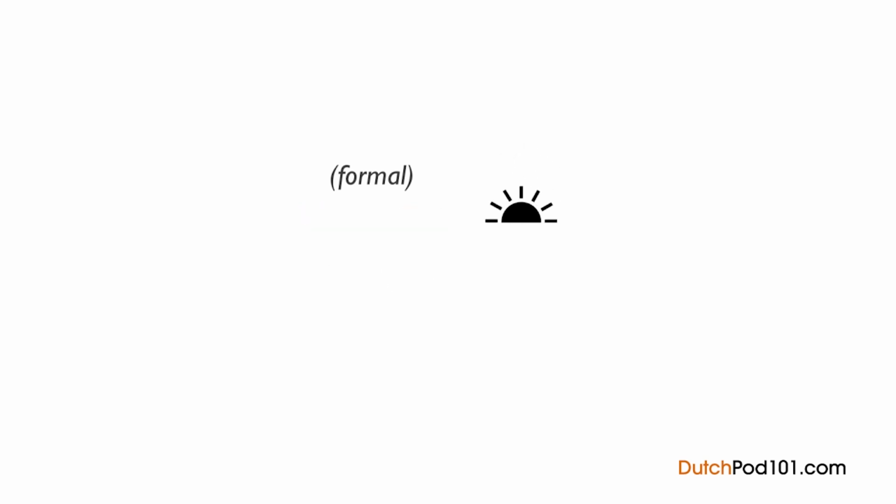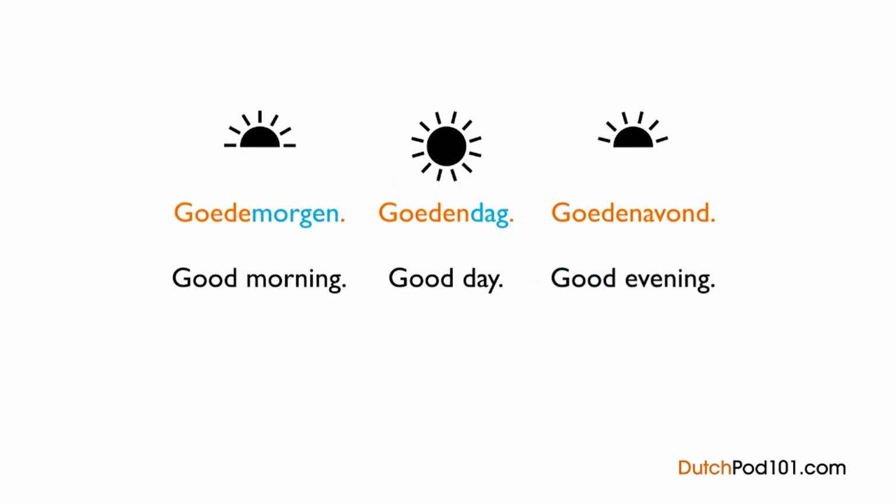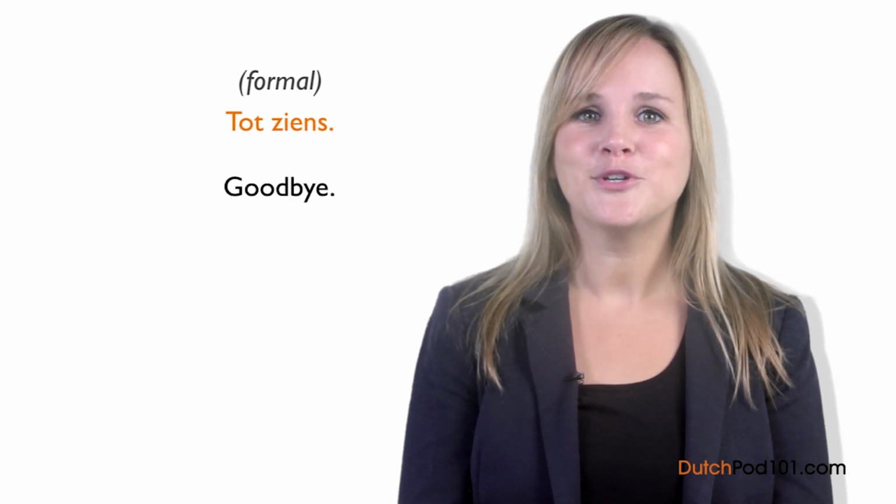In the morning we say goedemorgen, good morning. During the evening we say goedenavond. Goed is Dutch for good. Dag, morgen and avond mean day, morning and evening, respectively. Easy, right? What should you say when you leave? Dutch people usually say tot ziens when leaving in a formal situation. Tot ziens means goodbye.